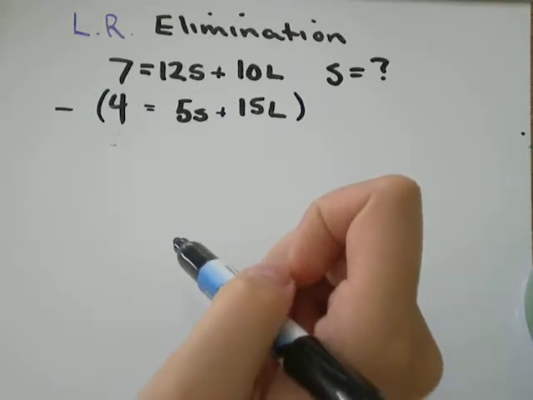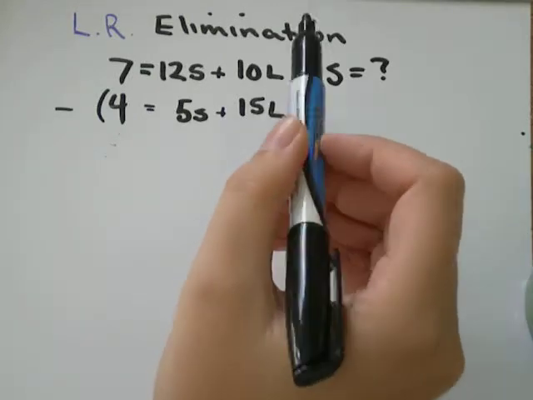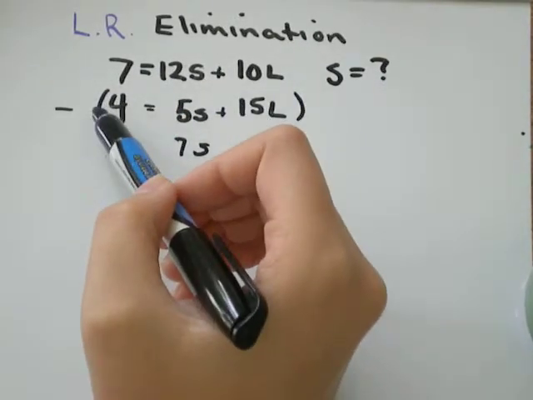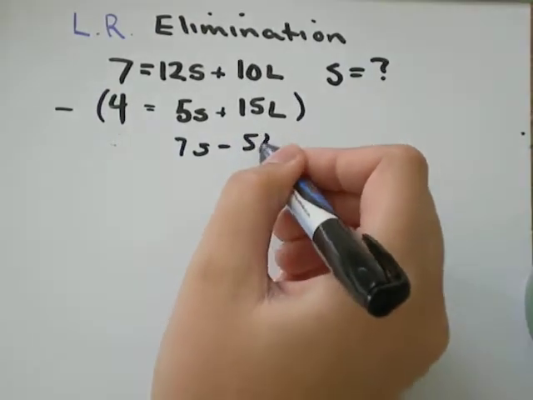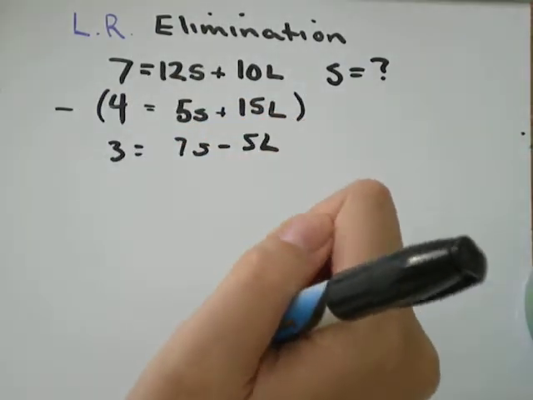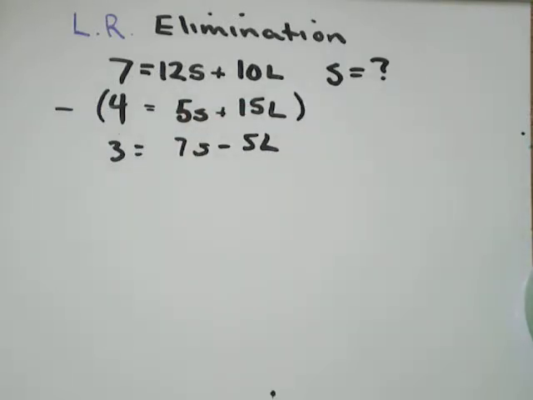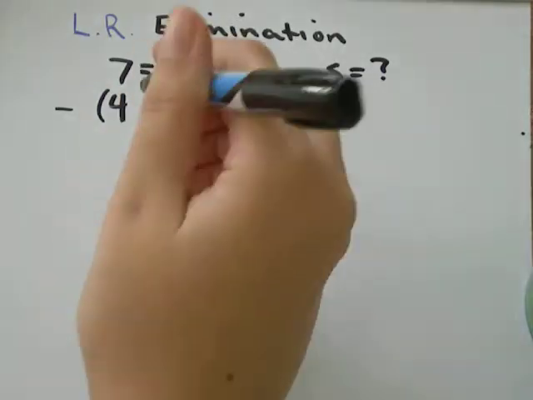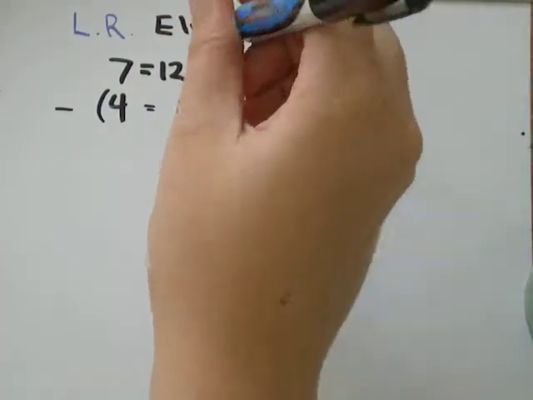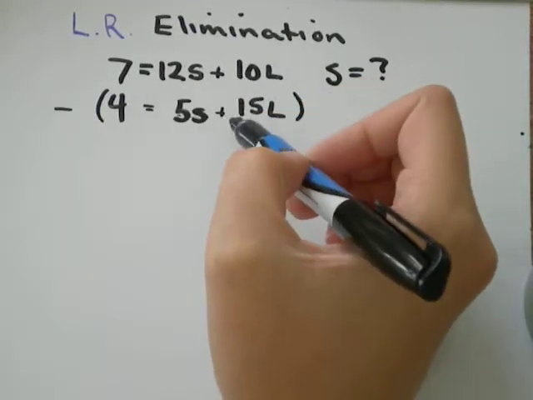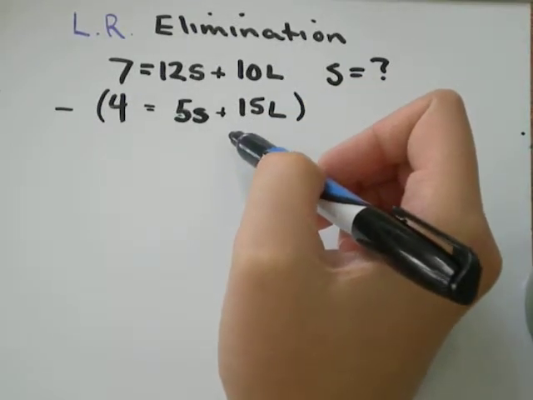Well, I can't really, if I just subtracted now and did 12 minus 5, that would be 7S. 10 minus 15 would be negative 5L, and 7 minus 4 would be 3. I still have two variables left over, which is not what I want because that's not helping me solve. So I need to maybe multiply one of these equations, or maybe both of them, by some number, so that maybe our L's, when we subtract them, will get 0 instead of just some other number.